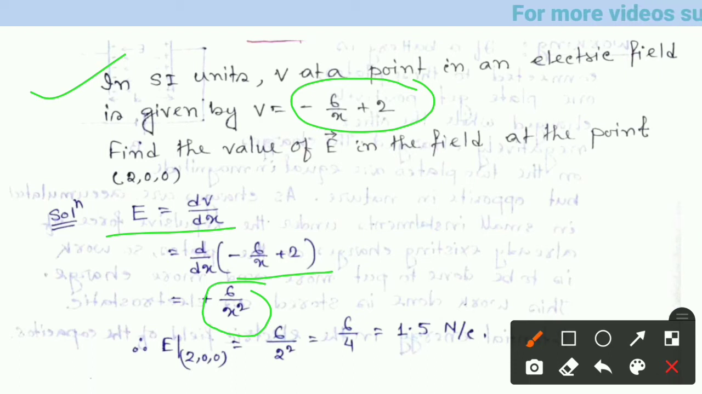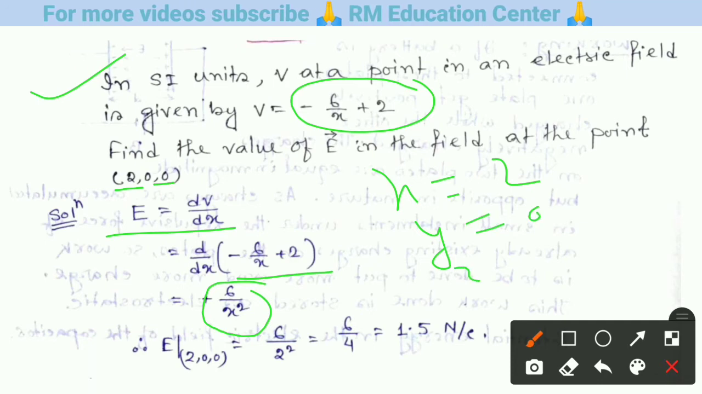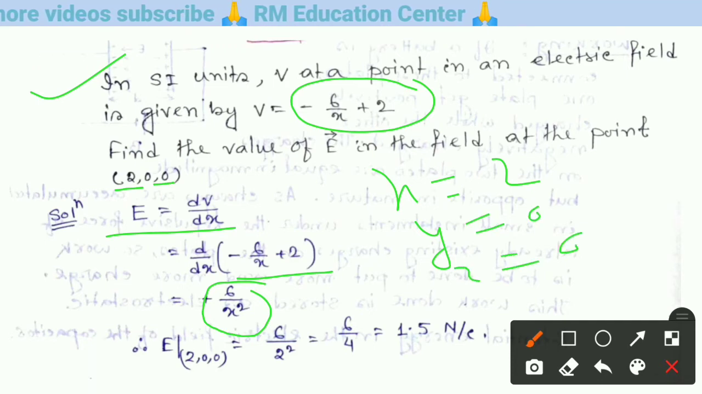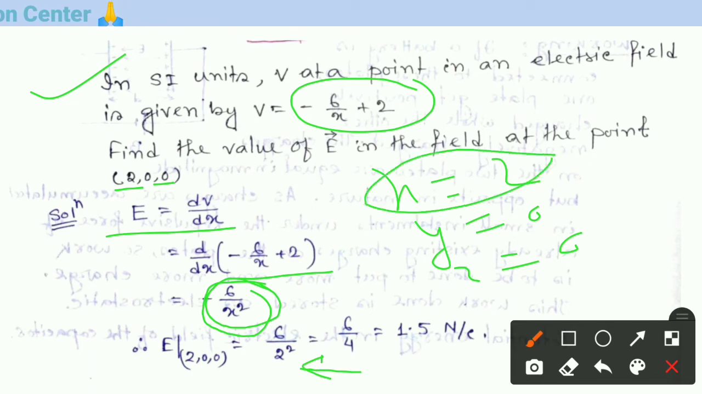Now putting the point (2, 0, 0), that means x equals 2, y equals 0, z equals 0. In that equation only x is present, so in place of x we have to put 2. So it will be 6 by 4. So the electric field comes out to be 1.5 Newton per coulomb.